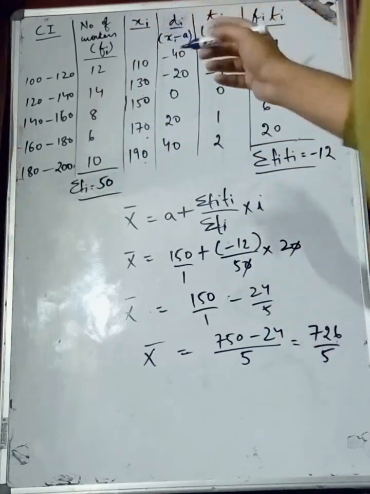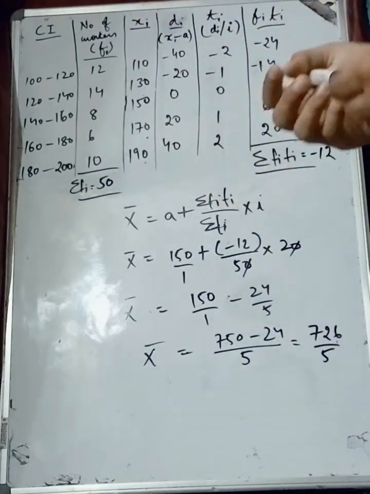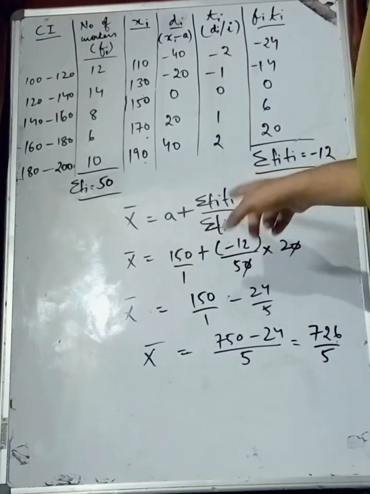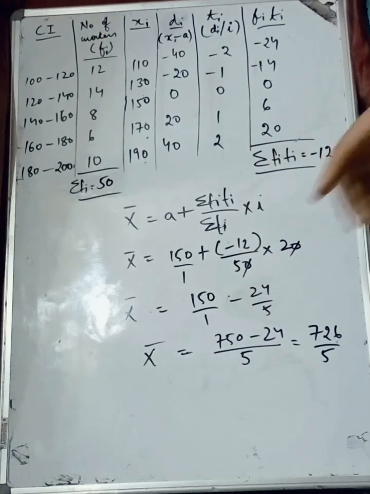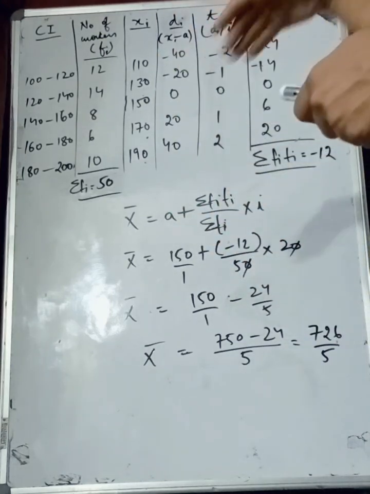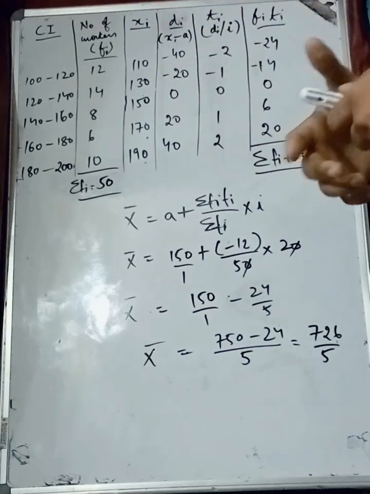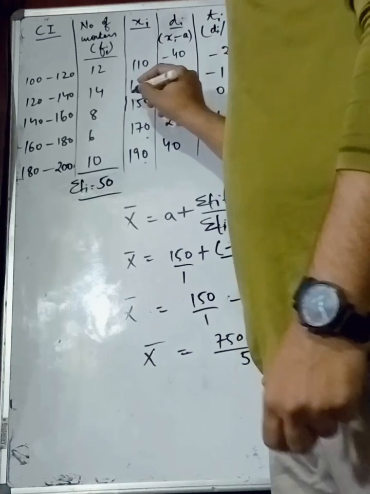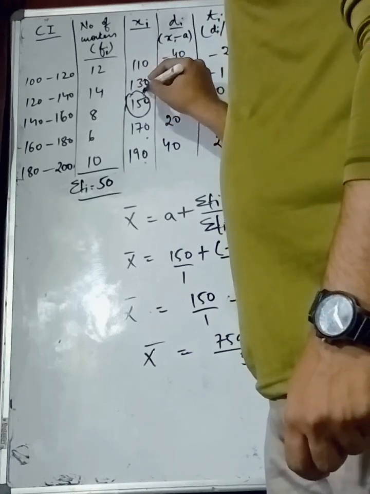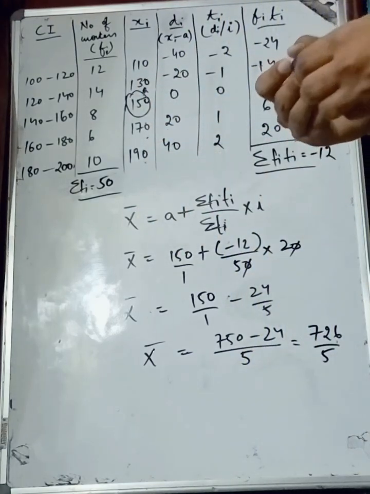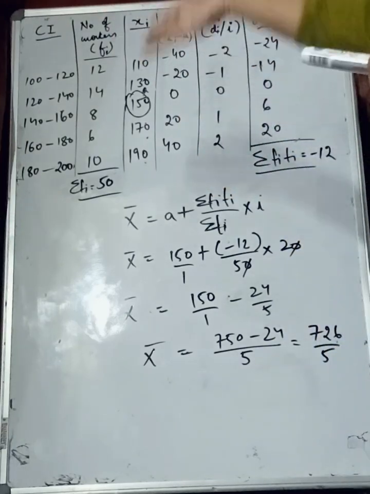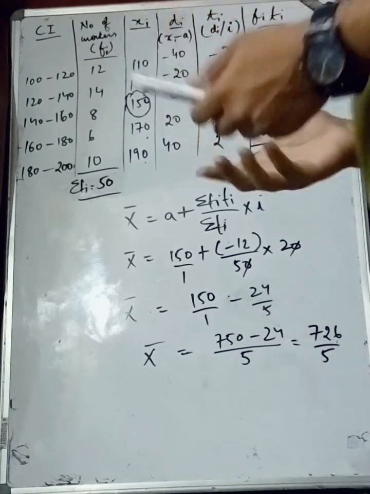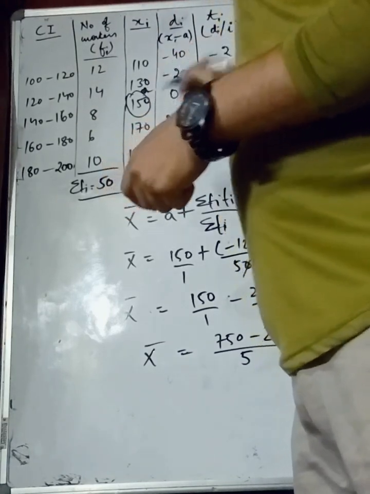Because the formula for calculating mean through the step deviation method is a plus summation fi ti upon summation fi, we require a, and for calculating di also it is required. So we're going to assume the mid value of this column. The mid value is 150. You can assume any value of x from this column, but we are going to assume 150 because it's coming in between. So this is a, the assumed mean.